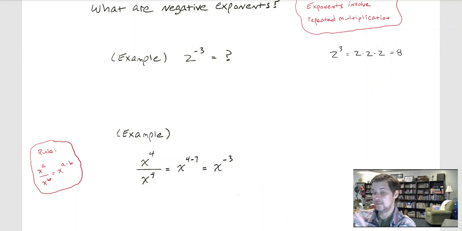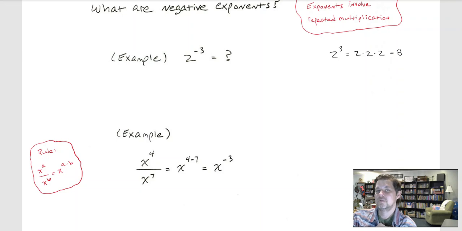So here's what that would mean. I've got x to the fourth power divided by x to the seventh. I'm dividing like bases. Then I subtract the exponents, 4 minus 7, and I get x to the minus 3 power. Oh, so there's that negative exponent again. Now, I said I would use this to tell you what a negative exponent was. Is there anything about this that would help us figure out what this might mean?